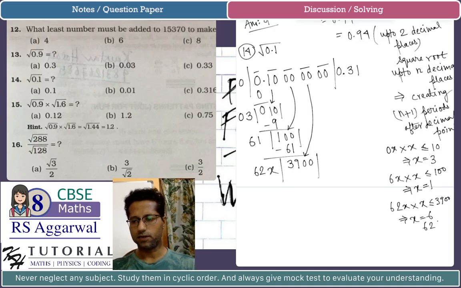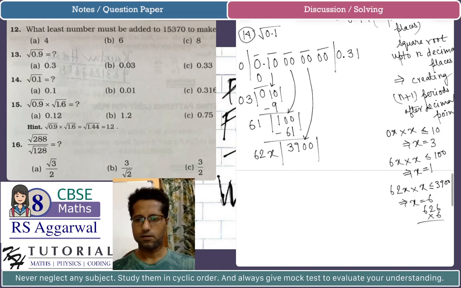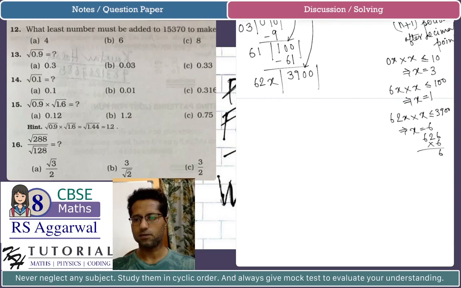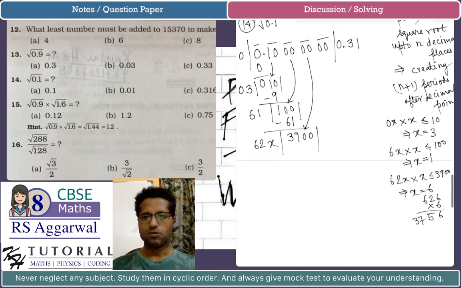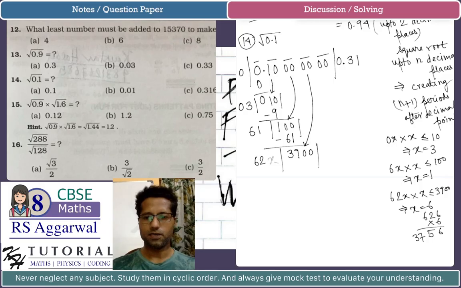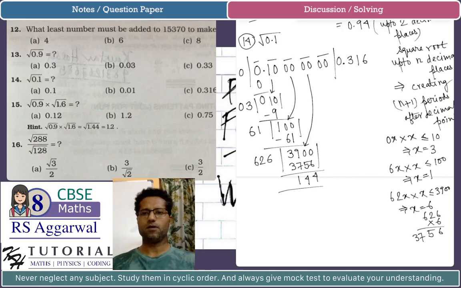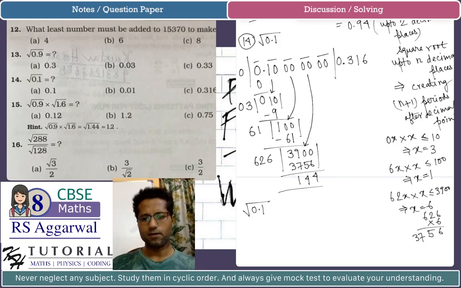Let's see what is 626 multiplied by 6. 626 multiplied by 6 is 3756. Okay. So we will have 6 over here. 6 will get appended to the quotient, and 626 multiplied by 6 is 3756, and the remainder is 144. And we have done the question, we have the final square root. So we can say that the square root of 0.1 is equal to 0.316.